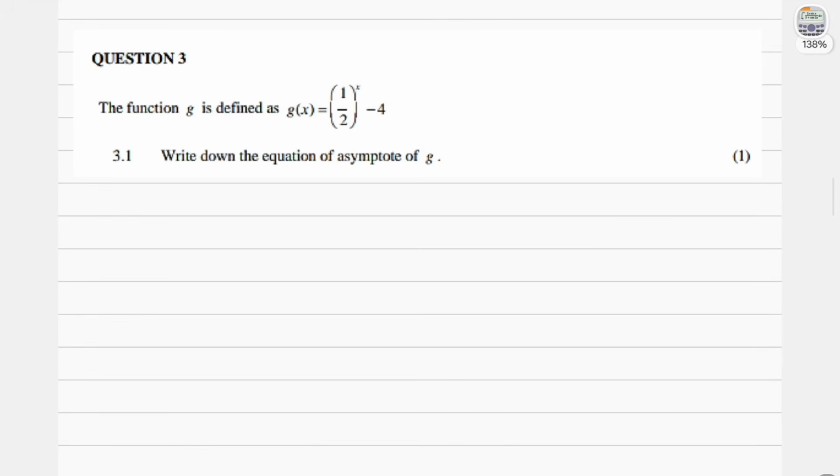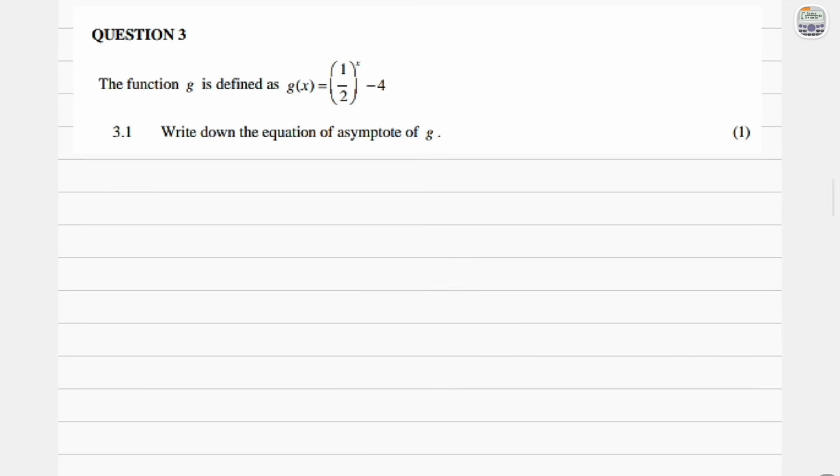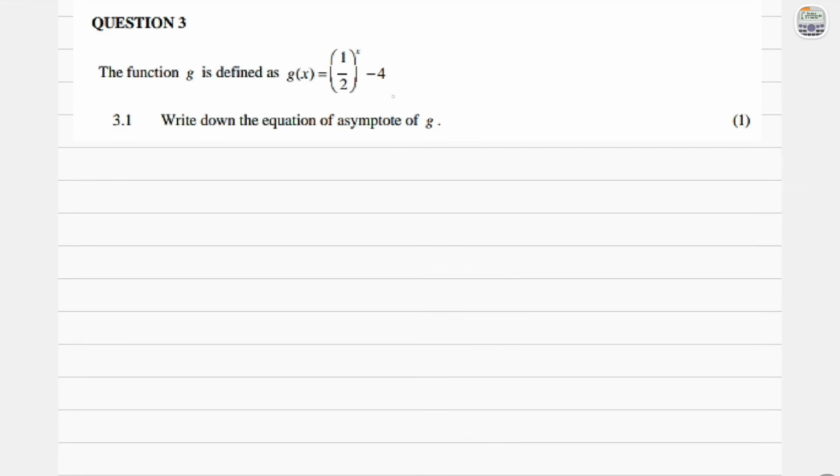Question 3 says the function g is defined as g of x is equal to 1 over 2 raised to the power of x minus 4. And 3.1 says, write down the equation of the asymptote of g. Okay, so this is an exponential equation. So it's written in the form of y equals a multiplied by a base raised to the power of x minus p plus q. So the only reason we can't see that minus p value there is because there was no horizontal shift. But with the exponential function, how we know the value of the asymptote, it only has one asymptote, and it's specifically a horizontal asymptote.